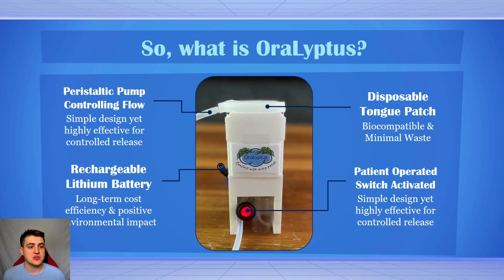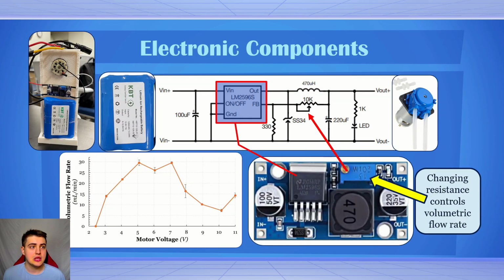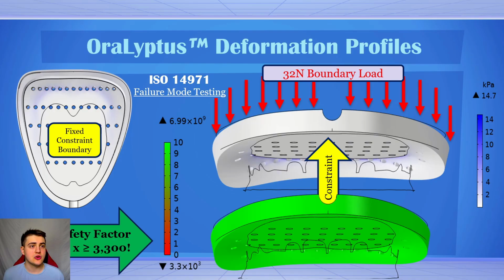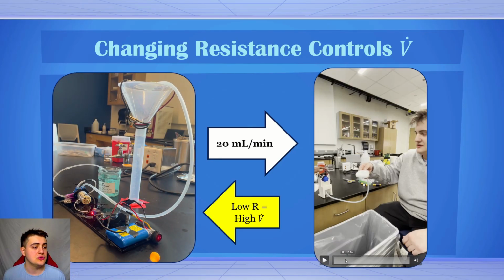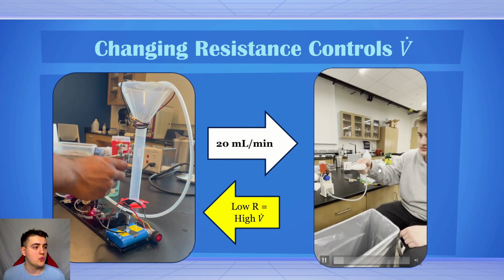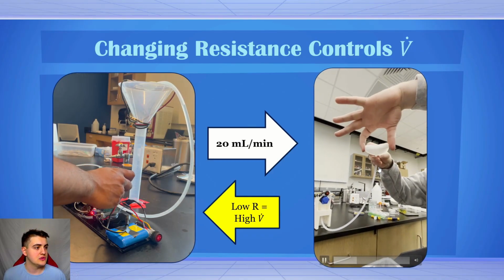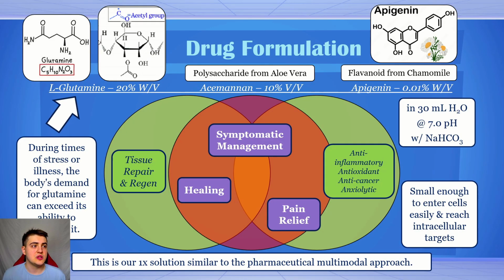It includes a peristaltic pump, rechargeable lithium-ion battery, disposable tongue patch, and is patient-operated and switch-activated. Here's the electronic components. Here are our deformation profiles that were simulated in COMSOL Multiphysics. Here's what it looks like when operated on a benchtop view, and here's what it looks like when it's held at eye level.